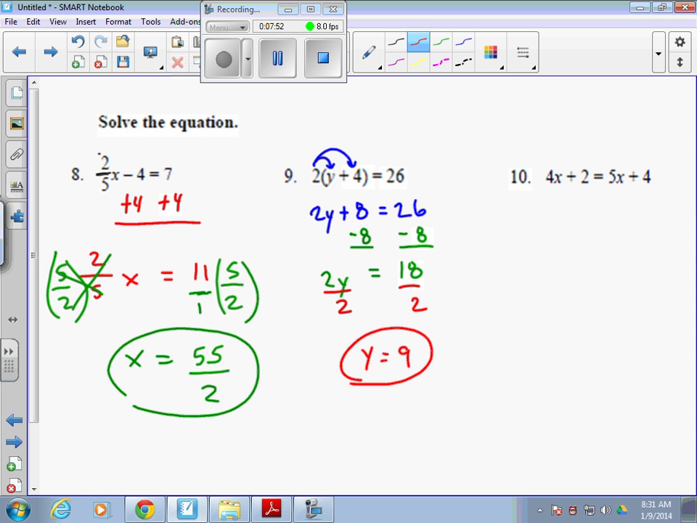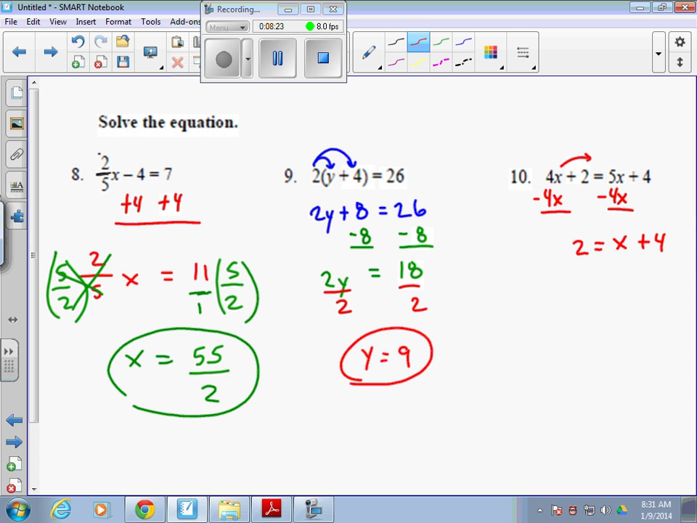For number 10, you have variables on both sides of the equal sign. You have 4x on the left, 5x on the right. Move the smaller x over to the larger x side. 4x is smaller than 5x, so we want to move it over. It's adding to 2, so cancel out the plus 4x by subtracting it. You do it to the left, do likewise to the right. 5x minus 4x is 1x. Bring the rest down, plus 4 equals 2, and 4x minus 4x will cancel it out.